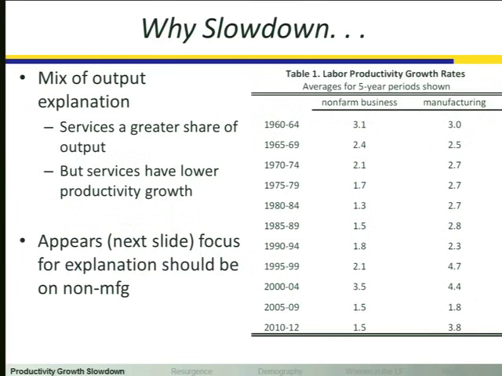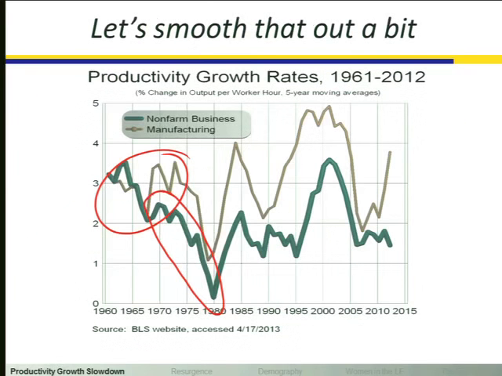Okay, one more shot. What about the mix of output? So we looked at the rise of services, and when we look at this first graph that I showed you, let's smooth that out a little bit. In the graph, I drew out manufacturing as opposed to non-farm business so that we could see what's going on with the productivity growth rate of manufacturing as separate from everything which is non-farm business.